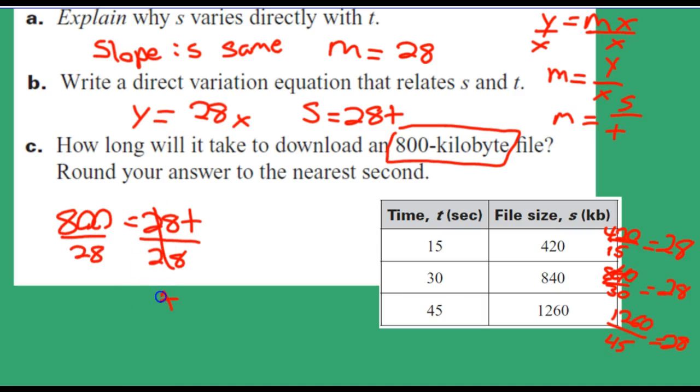So we get t equals 800 divided by 28, which gives us 28.57. But it says round your answer to the nearest second. So t is actually going to equal 29 seconds. So it takes 29 seconds to download an 800 kilobyte file.